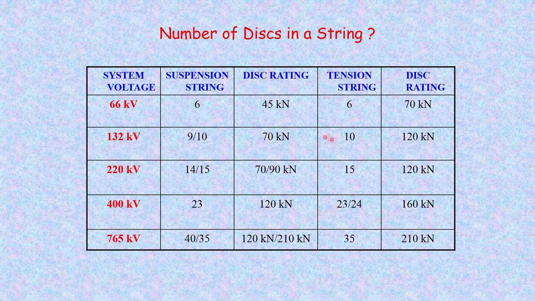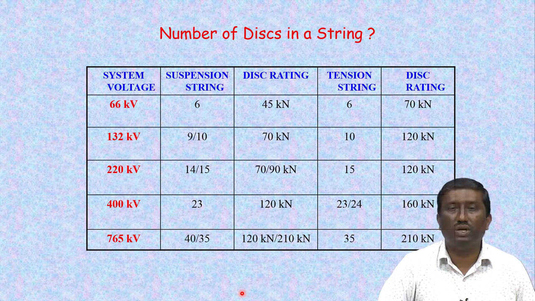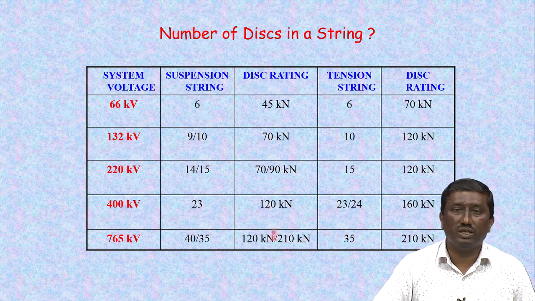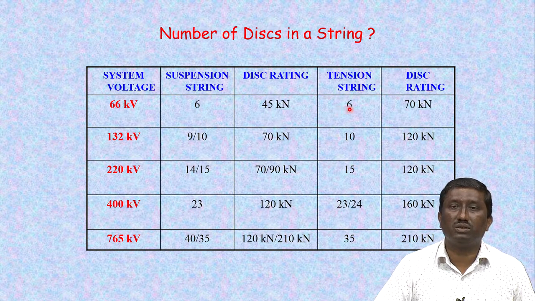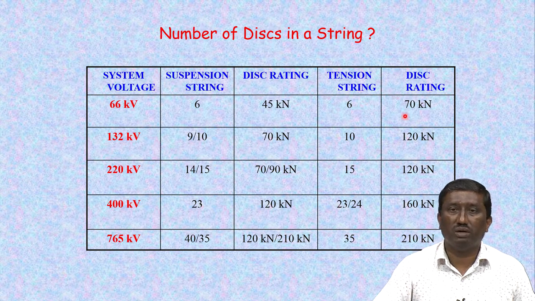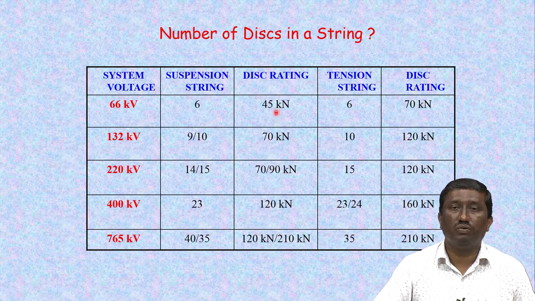As the voltage level goes up, for a system voltage of 66 kV, 5 to 6 insulators are used in the field, and the disc rating could be 45 kilonewtons of mechanical strength. In case of suspension, normally 6 are employed, tension also 6. So 5 to 6 are employed and the disc rating could be 70 kilonewtons in case of tension string. In case of suspension, it could be 45.